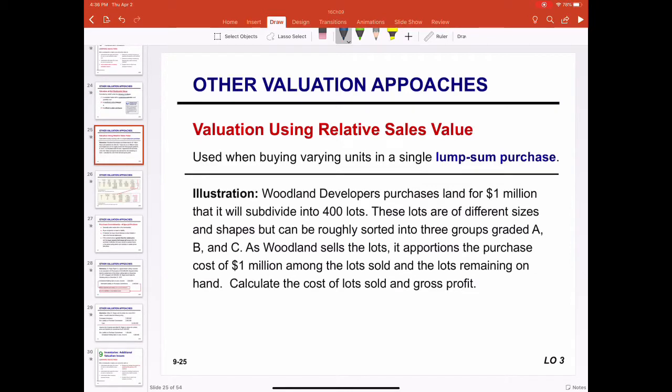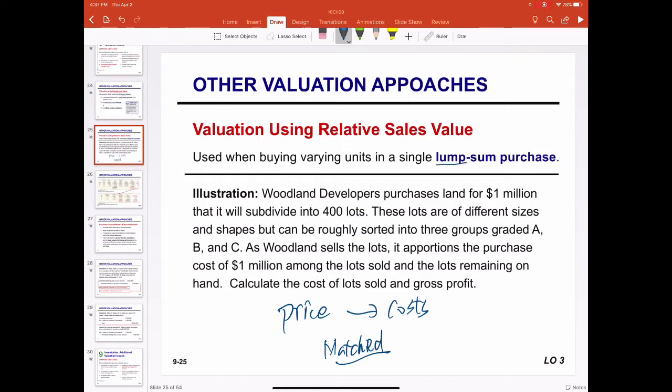In this part, I'm introducing some special valuation cases. The first one is valuation using relative sales value. In this method, we use price to determine the cost. The idea is that cost and price in most cases are matched.